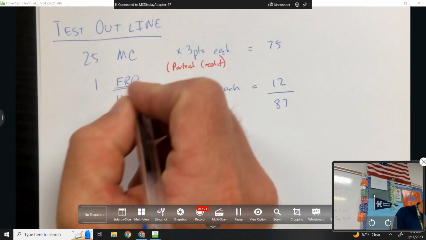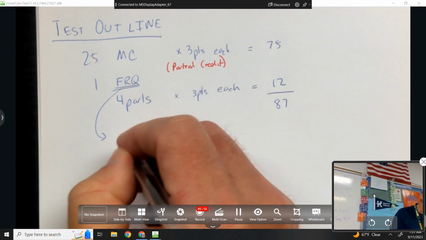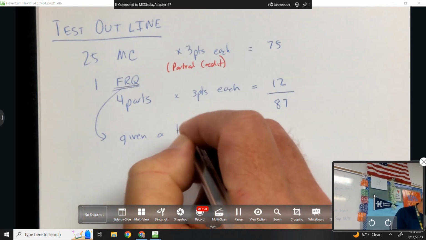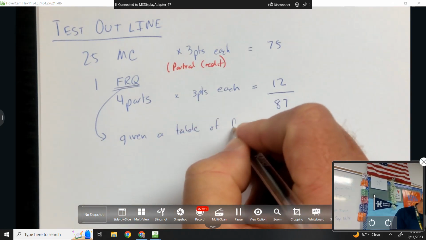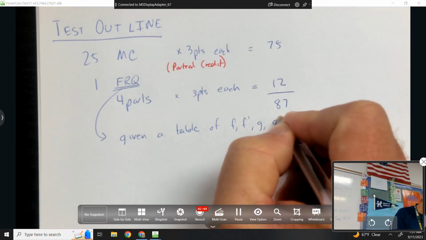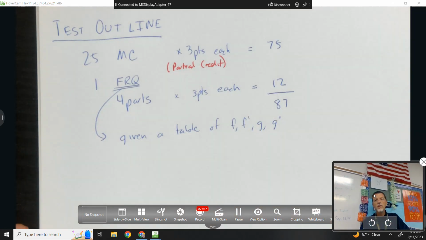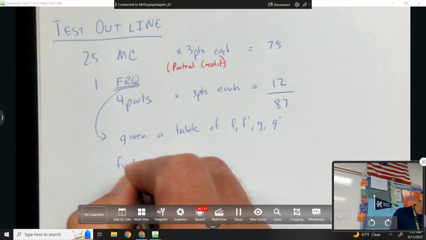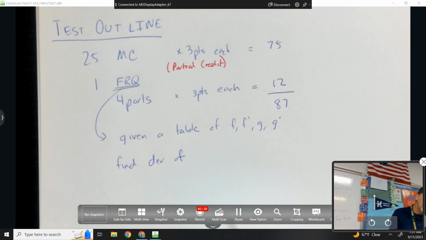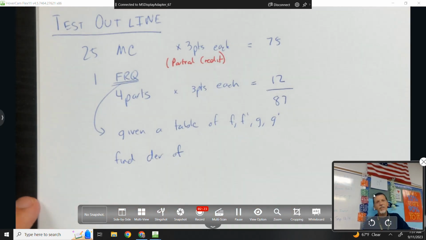I'll tell you a little bit about what's on the free response part. Because we've done these already. Given a table of F, F prime, G, and G prime. So it'll be a fairly big table because I think there's 4 or 5 X values and then those 4 things. So there's a whole bunch of entries on the table. Find the derivative of. You tell me, what am I going to ask you to find the derivative of? What do you think? If I give you a table with a bunch of F prime, G, and G prime values.